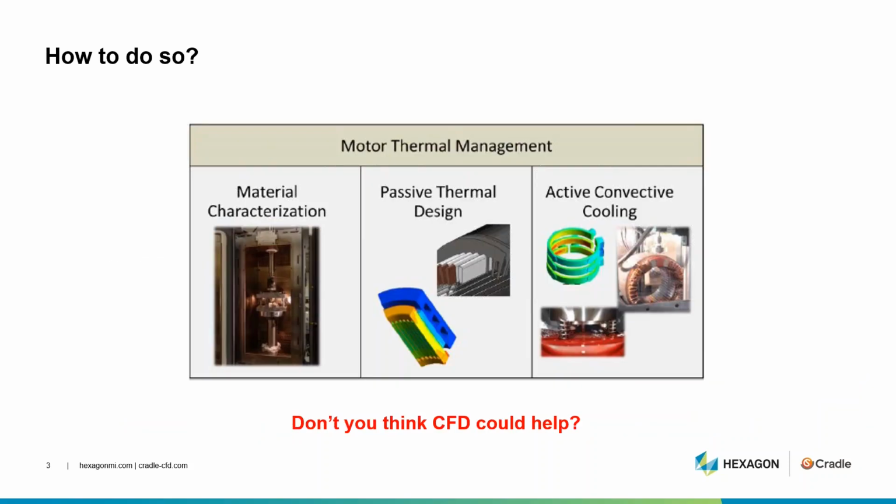Still basing myself on their quotes, I was wondering what we can play on to improve the motor efficiency and heat cooling. It appears to have three main solutions. The first one is about material properties. If you improve the material properties, you will increase the heat dissipation. The second one is about passive thermal design. It means that you will design the motor in a way that natural convection can help to cool it down. And the last solution, when natural cooling is not enough, you can increase it by adding specific cooling channels. So what we call here active convective cooling.